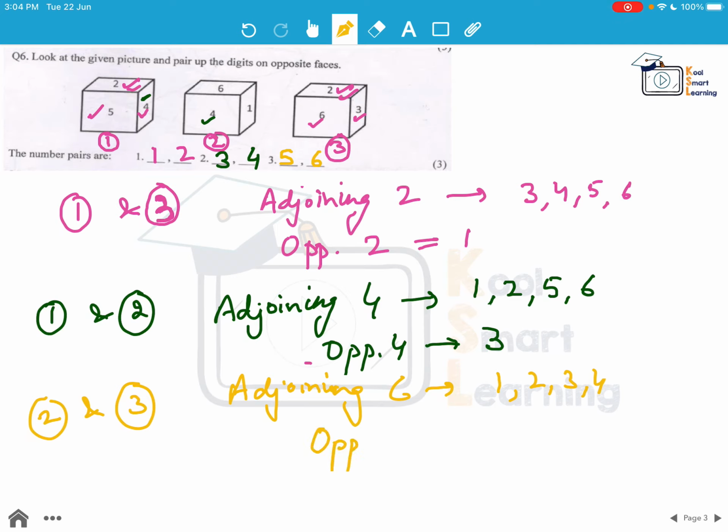So what will be opposite 6 would be 5. So the last pair becomes 5, 6. So these are the three pairs with opposite faces.